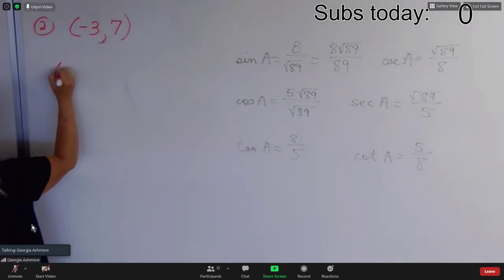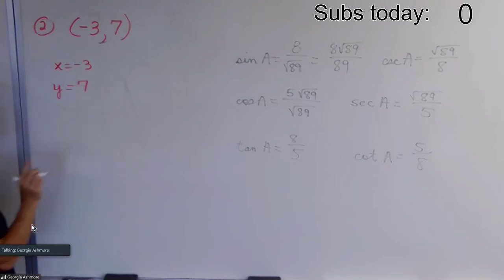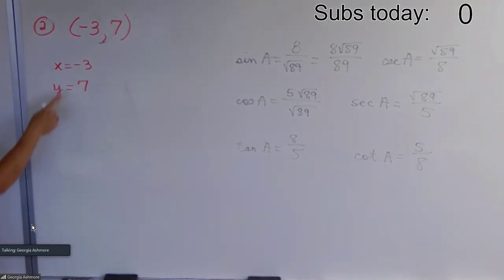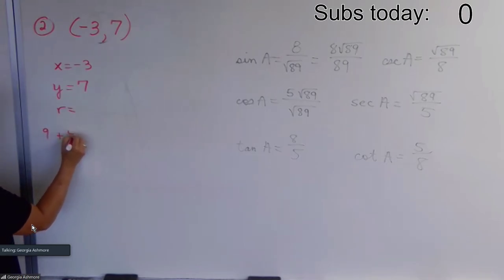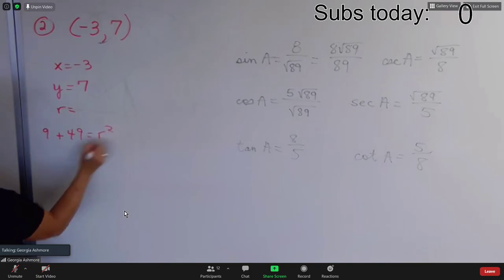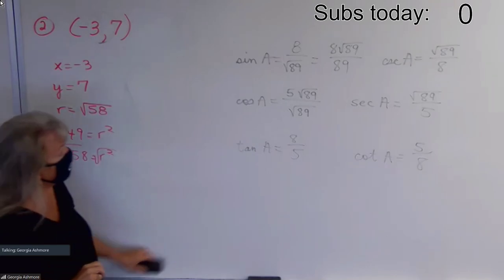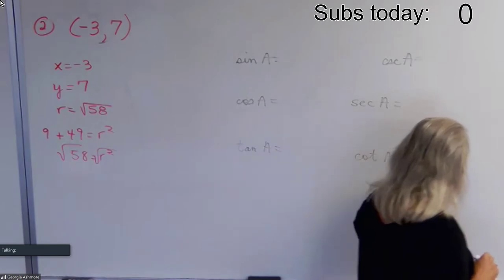All right, what I'm going to do here is X is -3, Y is 7. I'm not even going to draw a picture, but you can. You can do it just like I did the first one. But I can find my R just knowing that that's X and Y. And -3 squared is 9. Y squared is 49. So my R is the square root of 58. But I'm going to use my sine, cosine, tan over here, and the reciprocals to fill it in.